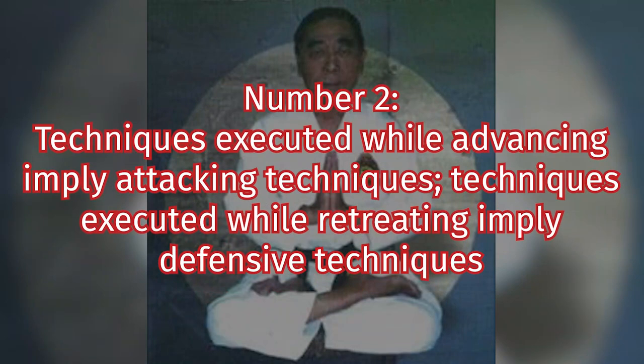According to Toguchi's theory, these techniques aren't actually part of the kata, and so they don't really need to be interpreted when you're trying to determine the meaning of a technique. Number two, techniques executed while advancing imply attacking techniques. Techniques executed while retreating imply defensive techniques.